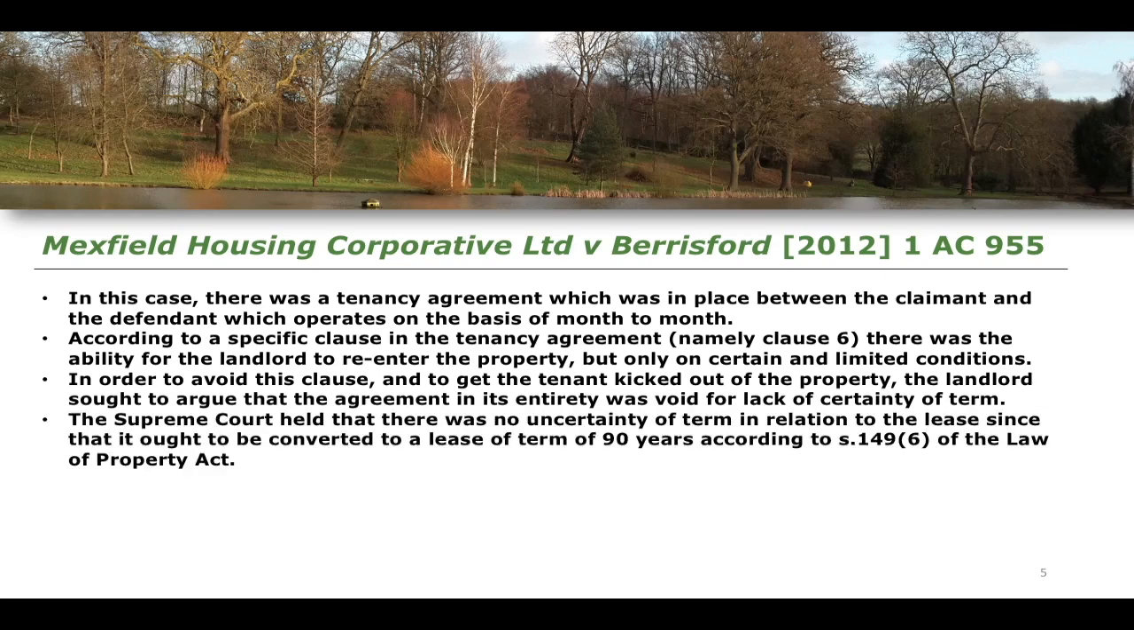The Supreme Court held that there was no uncertainty of term in relation to the lease, since it ought to be converted to a lease of term of 90 years, according to Section 149(6) of the Law of Property Act. This would essentially represent a tenancy as a lease for life. And so how this really operates is, rather than representing a periodic tenancy as being a lease that rolls from month to month to month, it is considered that this is a leasehold that lasts for 90 years, which is just a relatively arbitrary long period of time in order to be realistic in terms of how long it could even possibly last.